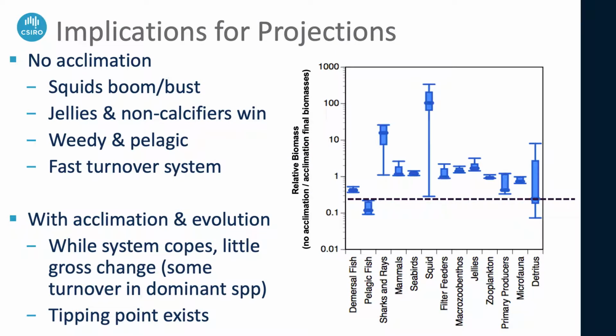You can see some strikingly different implications in the projections. So this is the relative biomass where you've got no acclimation and the case where you've got acclimation in the biomasses. And you can see that with no acclimation, you get quite a lot of squids, jellies, weedy, a very fast turnover system, much, much higher in a whole bunch of these fast things. But with acclimation, the system can cope more effectively. So the impacts of climate change in evolution are maybe not as big as you would initially think.